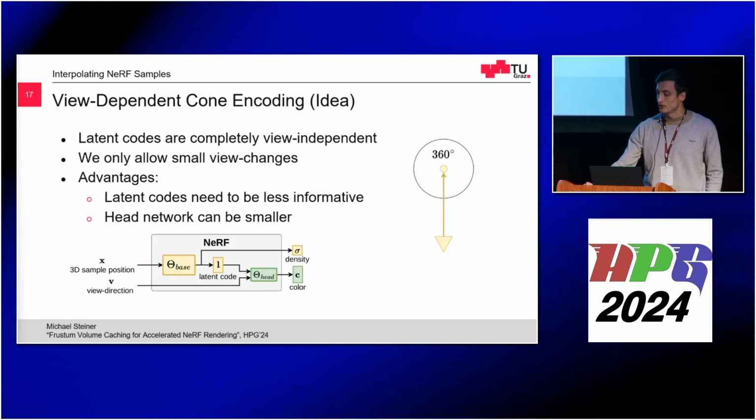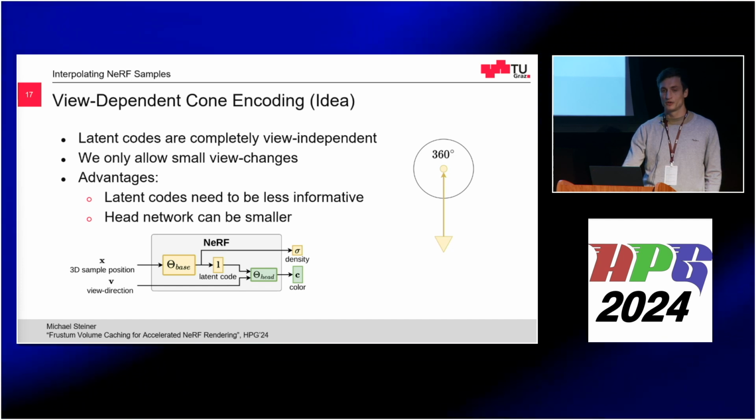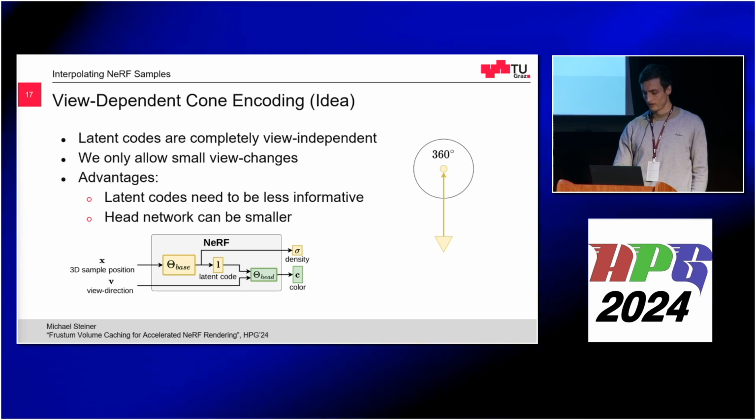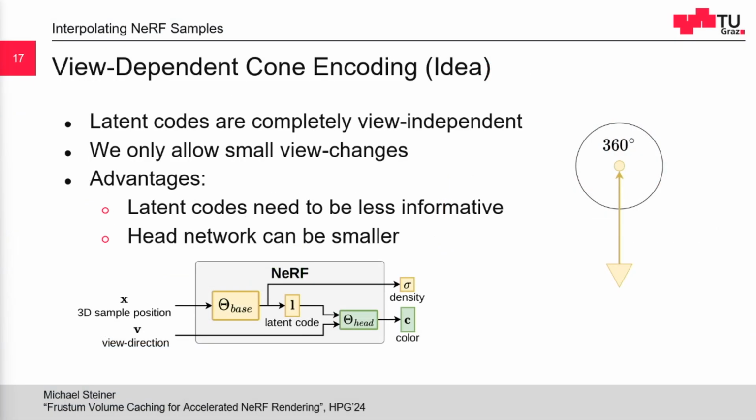One unnecessary property of latent codes is that they are completely view independent, meaning they can be re-evaluated from a whole 360-degree viewing angle. For our temporal coherence method, however, we will only ever encounter small view changes. We therefore choose to limit latent codes to only be valid inside a cone up to a certain angle, here 22.5 degrees, so encoding a 45-degree cone overall. This has the advantage that latent codes can be smaller, as they have to be less informative, and head networks can also be smaller for the same reason.